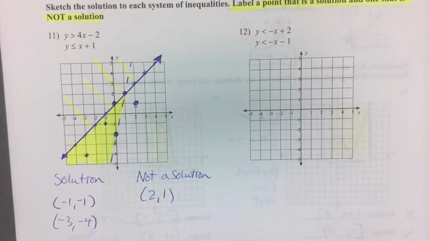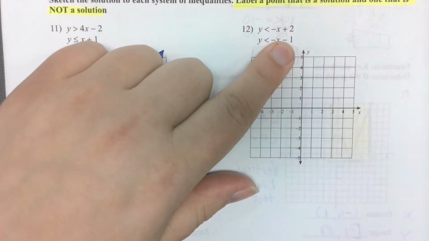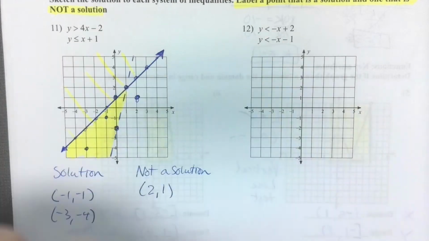Do we need to go over number 12, or are we good to go? Go over? What's the y-intercept on the first equation? 2. Put a dot at 2.